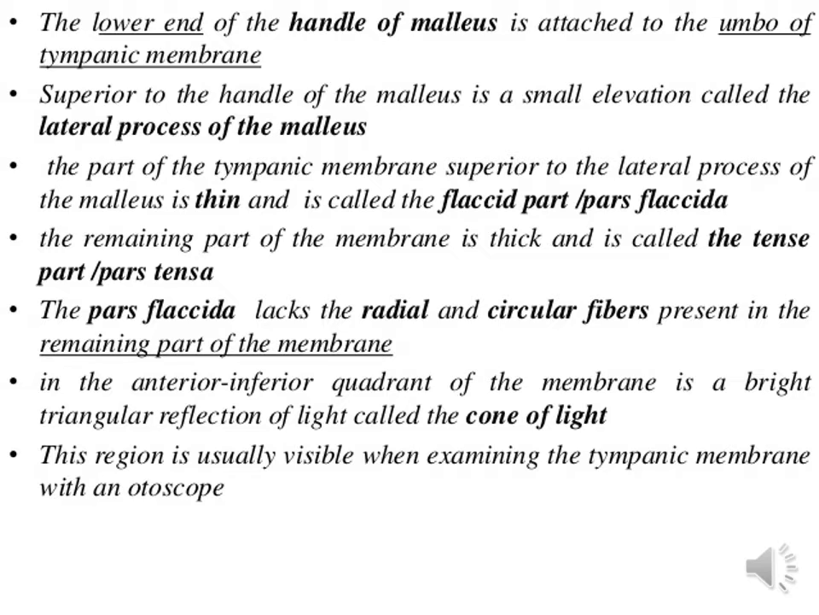The anterior inferior quadrant of the membrane shows a bright triangular reflection of light called the cone of light. This region is usually visible when examining the tympanic membrane with an otoscope.